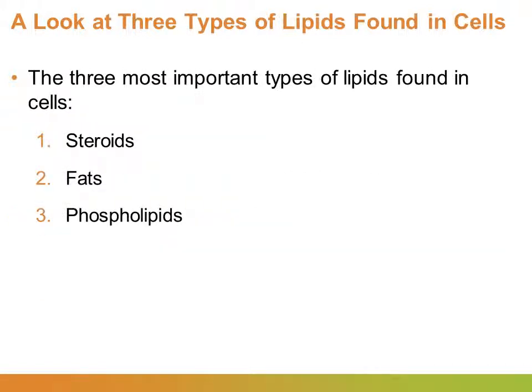So what are the three types of fats? Steroids, fats, and phospholipids. But truly, after we identify these three, most of this chapter is going to be about phospholipids. Why? Because phospholipids are the type of lipids that make the plasma membrane for every cell.